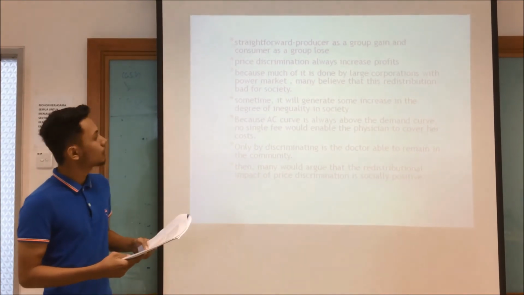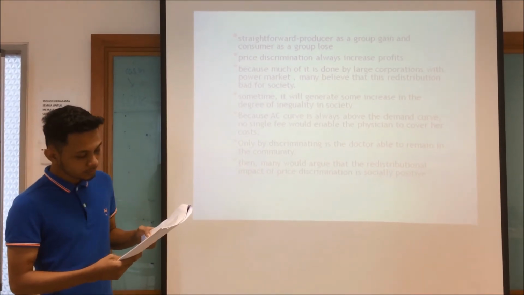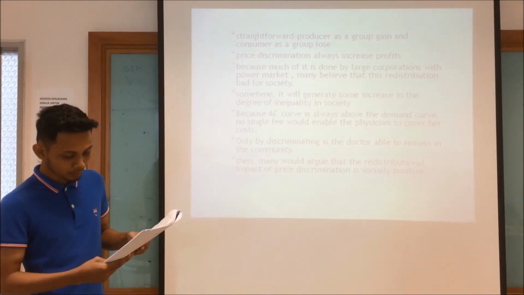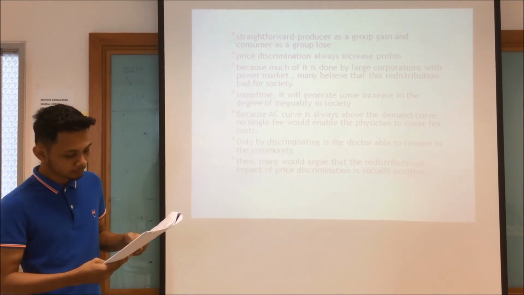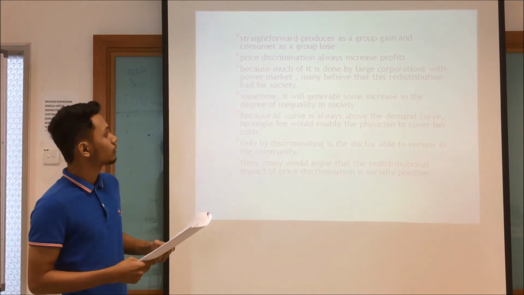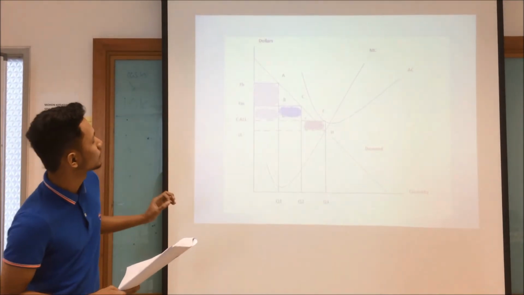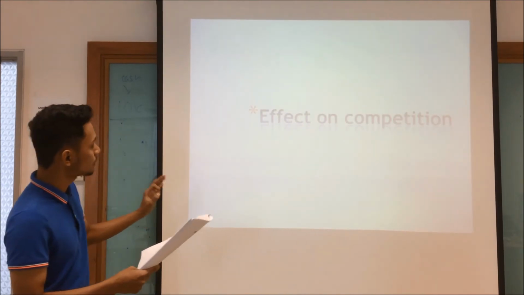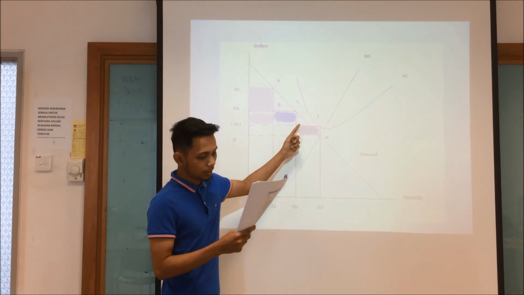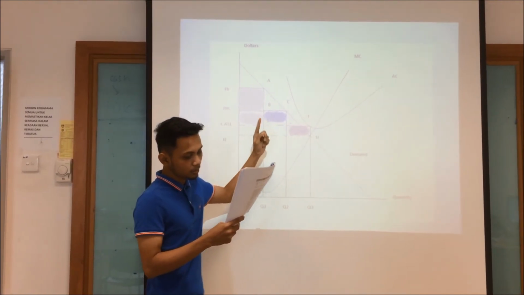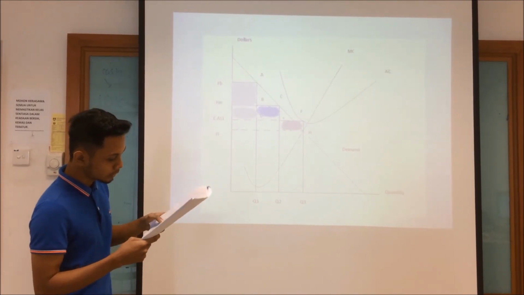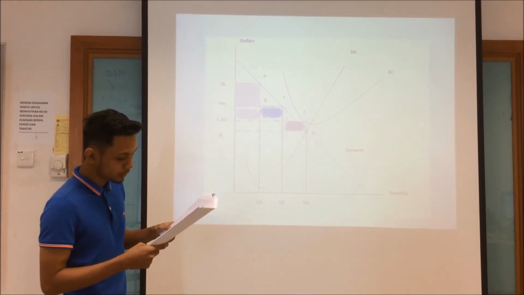Okay, doctors routinely discriminate between high and low income patients, or those with and without good insurance. Discrimination helps explain why doctors have such a high income. Okay, these are the example figure. Because the average cost curve is always above the demand curve, no single fee will enable the physician to cover her cost.